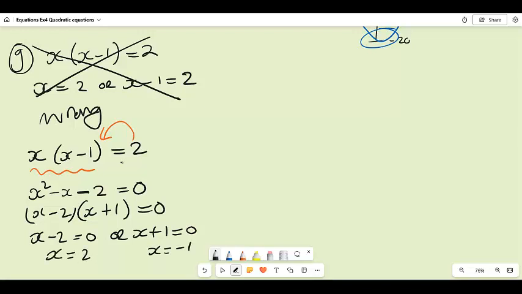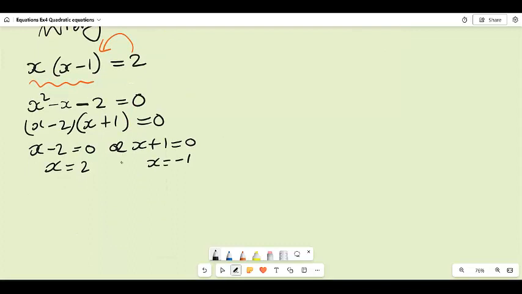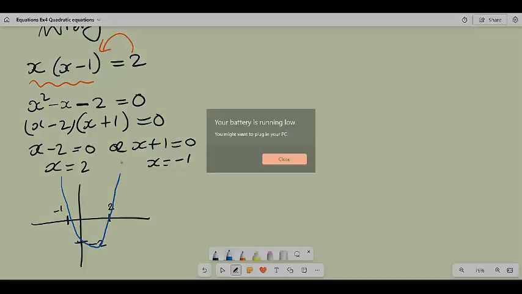Again, if I sketch this, sketching isn't part of the assignment. I'm just doing it for you so that you can see. So if I sketch this, my x-intercepts are going to be at x is 2 and x is negative 1. My y-intercept is going to be at negative 2. And my graph is going to look like this.